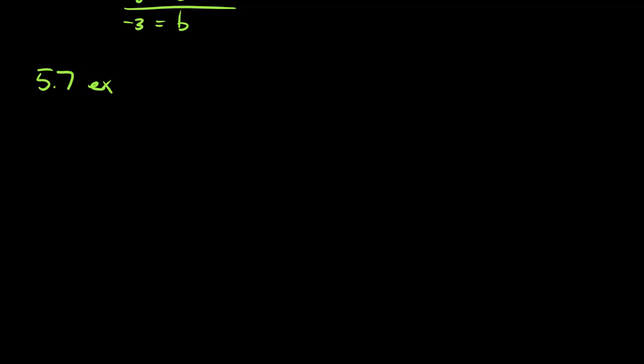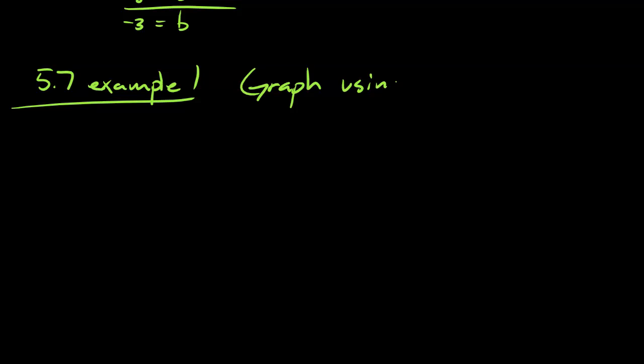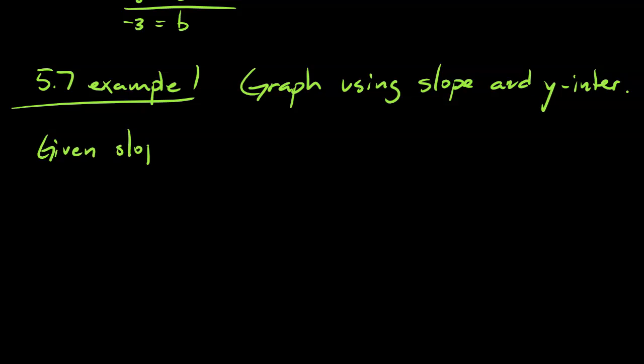5-7, example 1. This is on graphing. So we're going to graph using slope and intercept. Let's say you are given a slope of -2 and a y-intercept of 4.